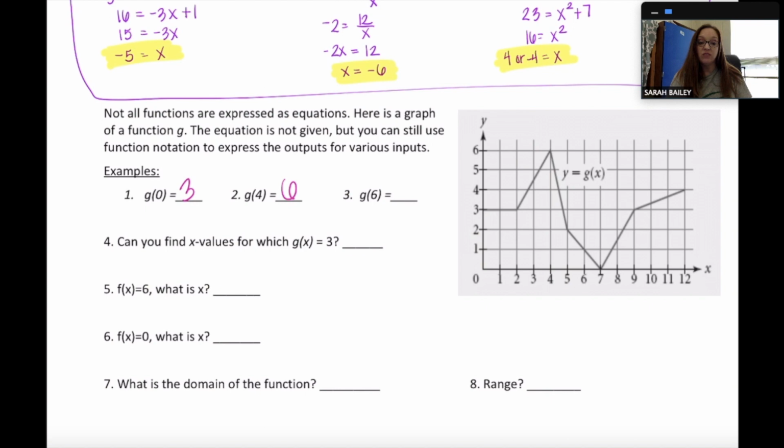Let's try G of 6. So I find 6 on the x-axis, boom, hit the graph. And as soon as I hit the graph, I'm going to come over here. That would end up being a 1 on the y. So the y coordinate there would be a 1.